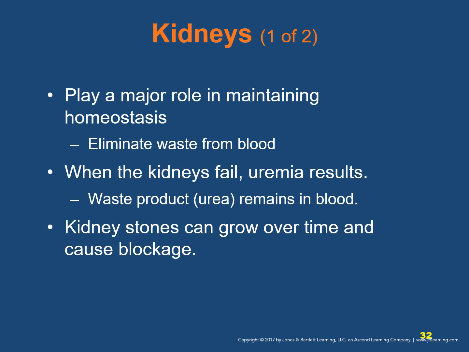The kidneys play a major role in maintaining homeostasis. The kidneys eliminate waste from the blood, and when kidneys fail, uremia results. The waste product, urea, remains in the blood.